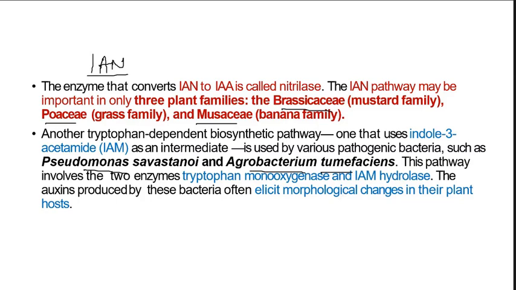Okay, this IAN pathway is very common in three families of plants, namely Brassicaceae, Poaceae and Musaceae. And the IAM pathway, indole-3-acetamide, as already said, is very common in bacteria such as Pseudomonas and also in Agrobacterium tumefaciens. Okay.